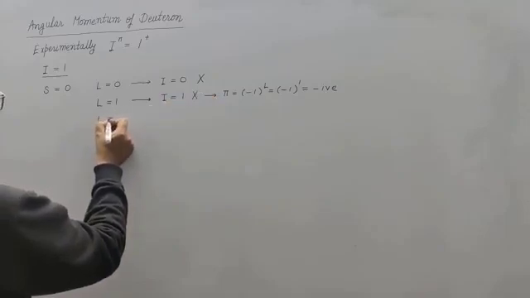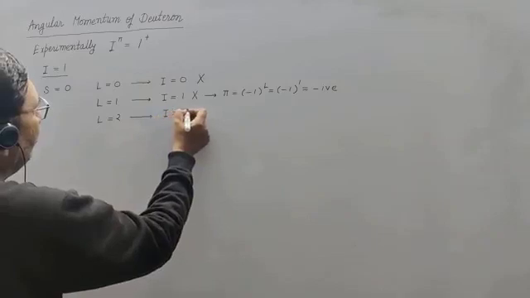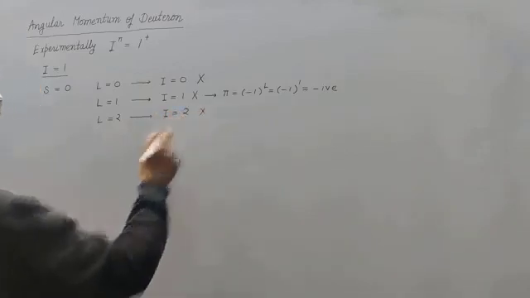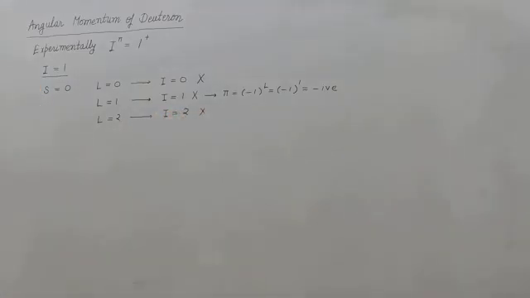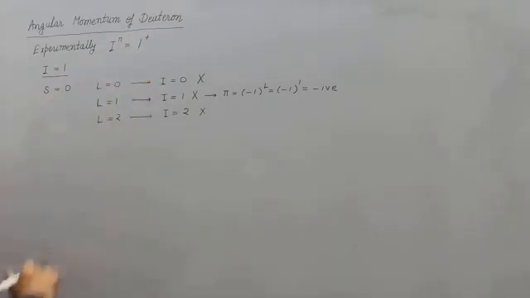If you take other values of L like 2, 3, 4, then I will never be 1. So these are also not possible. So s equal to 0 is not possible. With the help of s equal to 0, we cannot explain this 1 plus state.